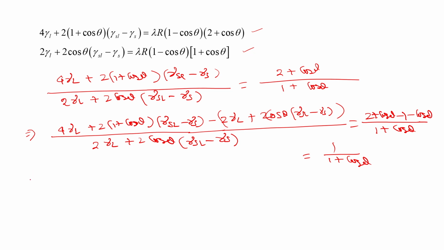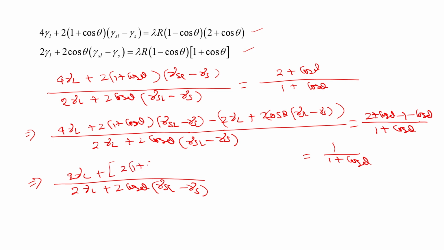And we can simplify over here. So, that will be 2 gamma L plus 2 cos theta into (gamma SL minus gamma S), and 4 gamma L minus 2 gamma L is 2 gamma L, and here it is plus 2 into (1 plus cos theta), so 2 into (1 plus cos theta) minus 2 cos theta into (gamma SL minus gamma S).